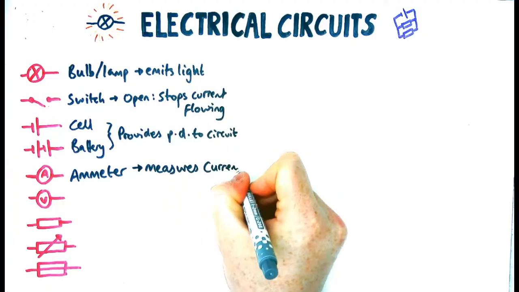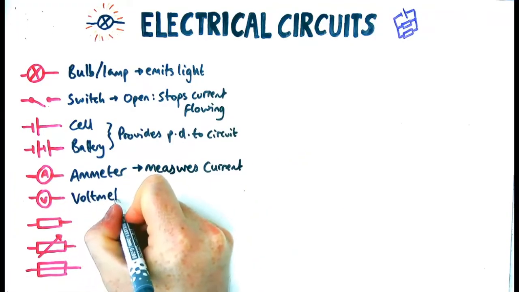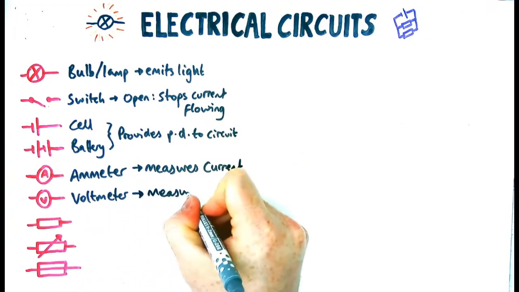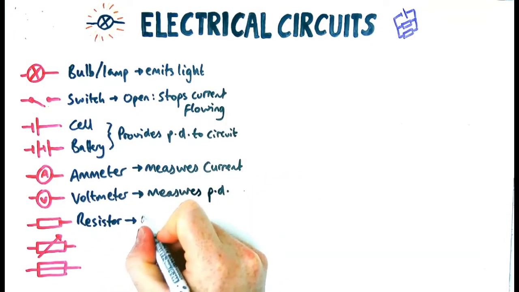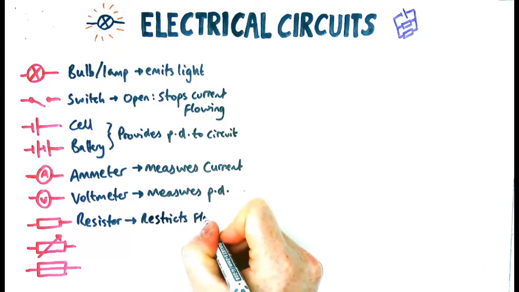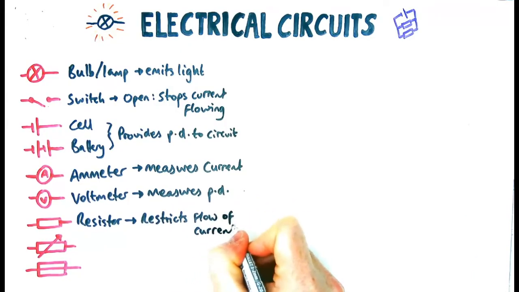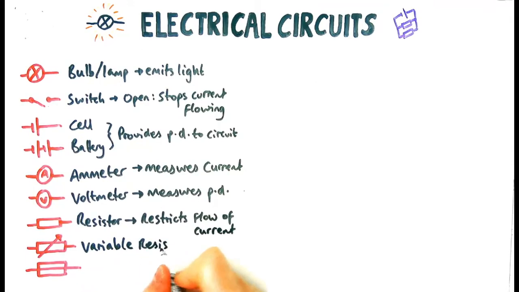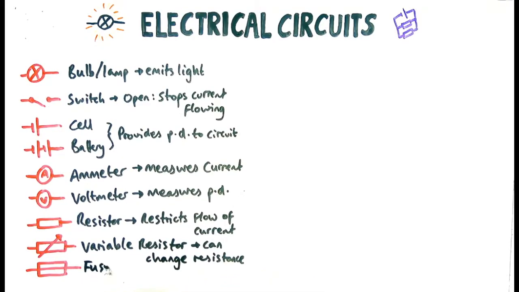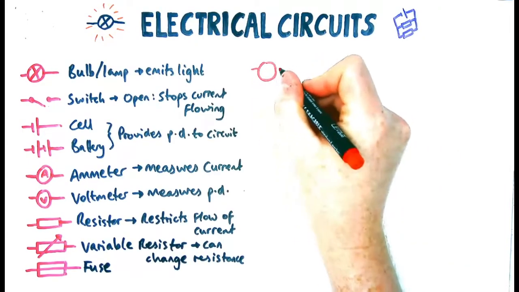The A with a circle around it is an ammeter. It measures current. More on that later. A voltmeter measures potential difference or voltage. Same thing. The box with a line either side of it is a resistor. A resistor restricts the flow of current. How it does that, you'll have to wait for the next video to find out. Now, the next one down has an arrow flowing through it. This is a variable resistor. It does the same thing, but it allows us to change the resistance if we want to. Bottom one is a fuse. More on that in the mains electricity topic.